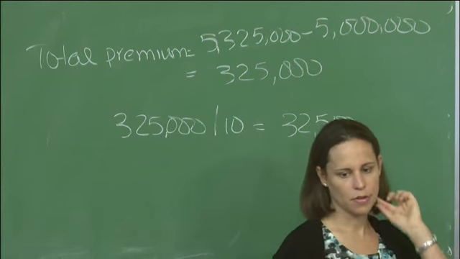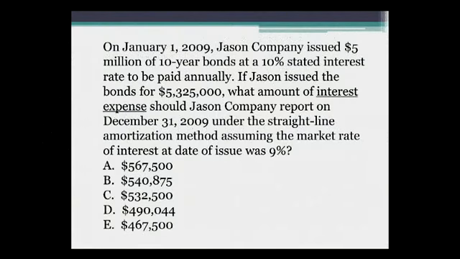Next problem. Okay, we're using the same information in this problem, and I use this just to show you all the different questions that can be asked with the same information. So the only difference here is that this question is asking for the amount of interest expense that they should report on December 31st, 2009. Okay, we're still using straight line. We just calculated the amount of premium that is amortized each period.